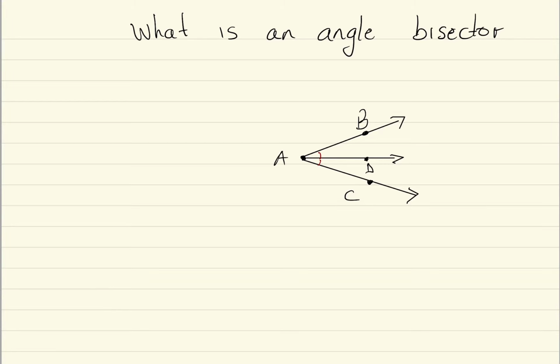Today we're going to learn an important concept called an angle bisector. So what an angle bisector is, it's a ray that basically divides an angle into two congruent angles. So if we were looking at this ray right here, it divides this angle here and this into two equal angles.